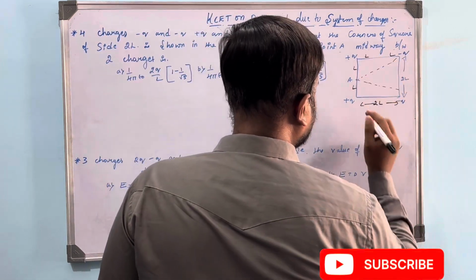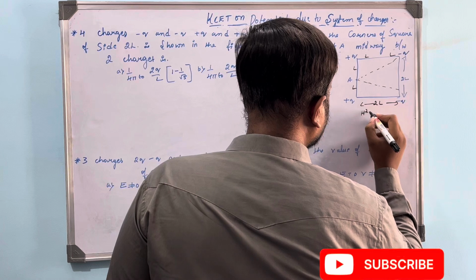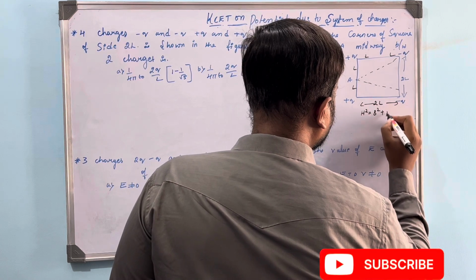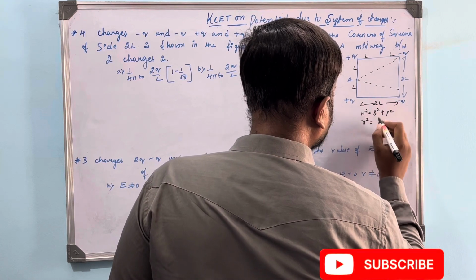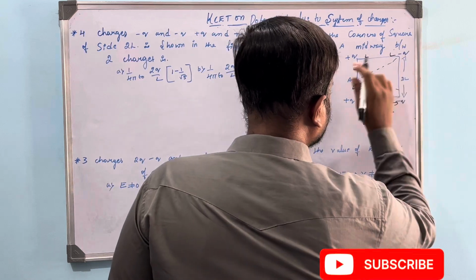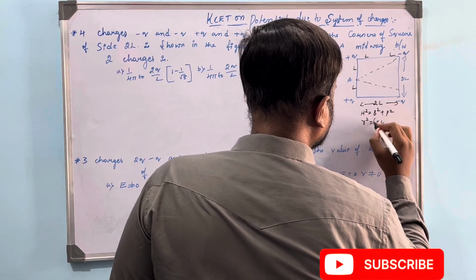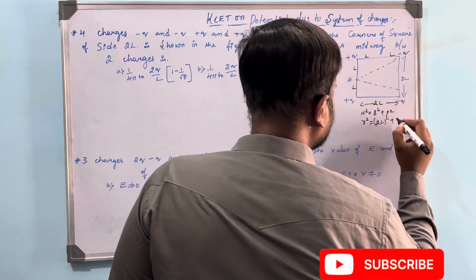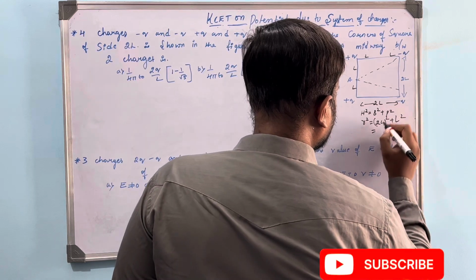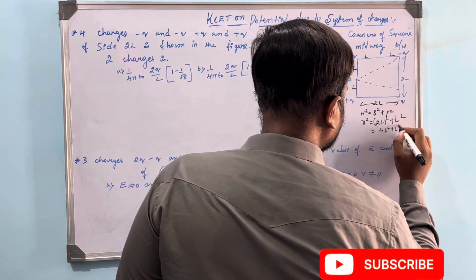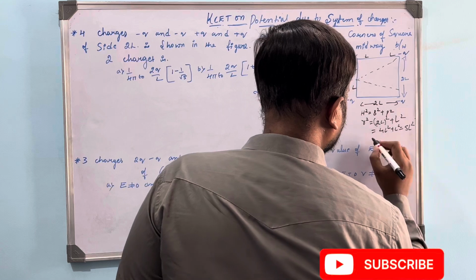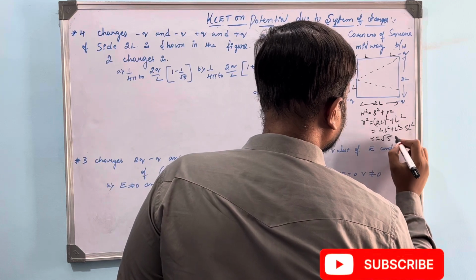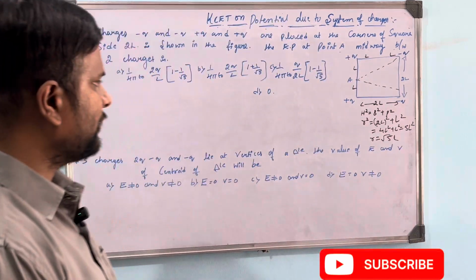This is a right angle triangle, so apply the Pythagoras theorem. The square of the hypotenuse is equal to base square plus perpendicular square. I will take it as r square, and the base is 2L, so 2L square plus perpendicular L square. It becomes 4L square plus L square, that is 5L square, and r becomes root 5 L. So this is the r value.